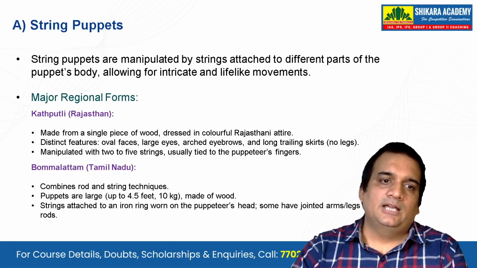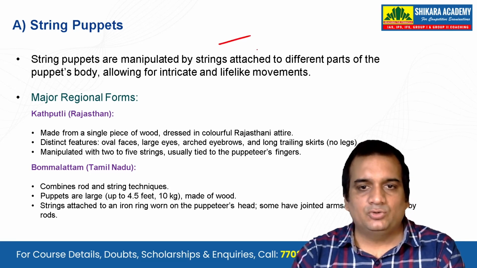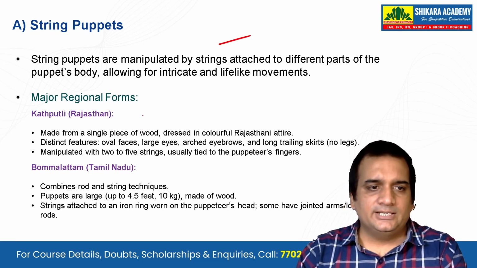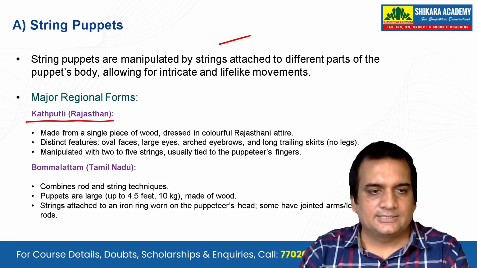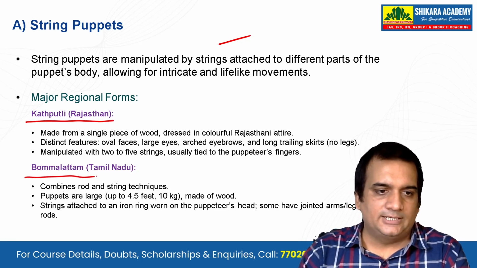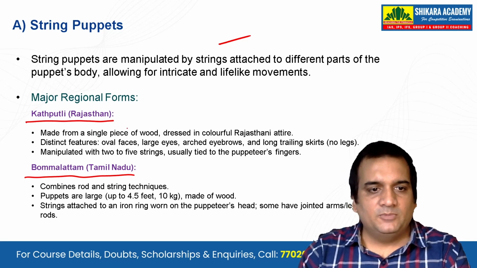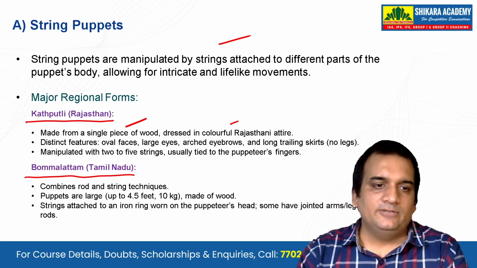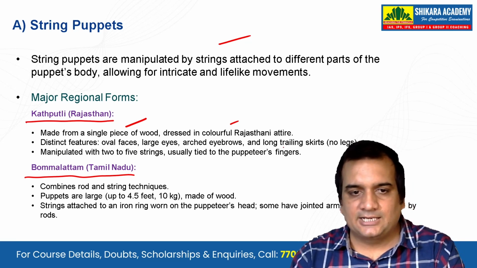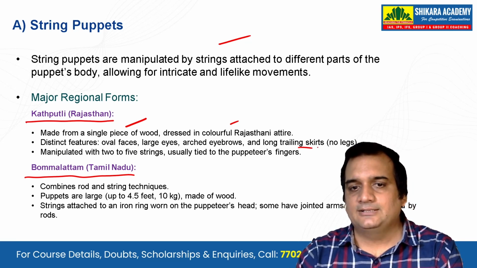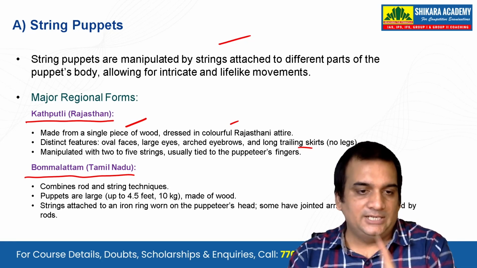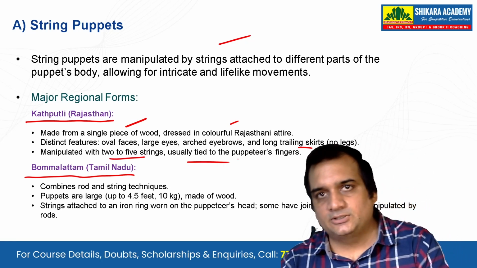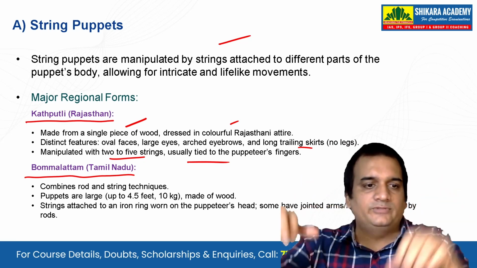String puppets, as we have seen, are manipulated by strings attached to different parts of the puppet's body, allowing for intricate and lifelike movements. Major regional forms, if you see, are one in Rajasthan, that is Kathputli, and one in Tamil Nadu, that is Bomalattam. Kathputli is made from a single piece of wood, dressed in colorful Rajasthani attire. Distinct features: oval faces, large eyes, arched eyebrows, and long trailing skirts. There will be no legs, please remember that. They are manipulated with 2 to 5 strings, usually tied to the puppeteer's fingers. So with the fingers they will move them.